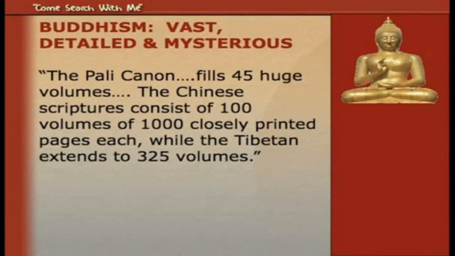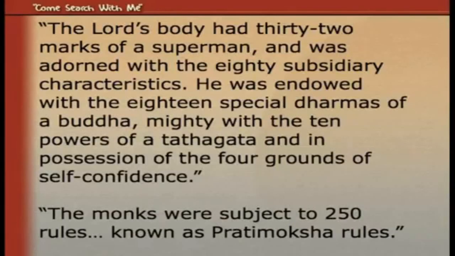Less than half of it has been translated today from the original Pali and Sanskrit. So it's huge. It's also very, very detailed. For instance, if you want to identify a Buddha, here's how you do it. The Lord's body had 32 marks of a Superman and was adorned with the 80 subsidiary characteristics.